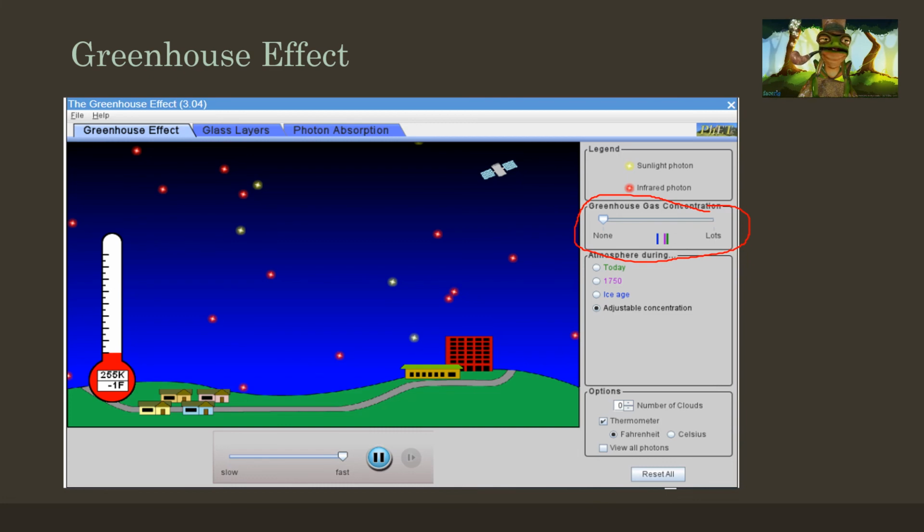So when you adjust this slider, you can see I set it for almost no greenhouse gas. And it's very clear, and I kind of like the satellite or International Space Station up there. But anyway, so this is to be 0.